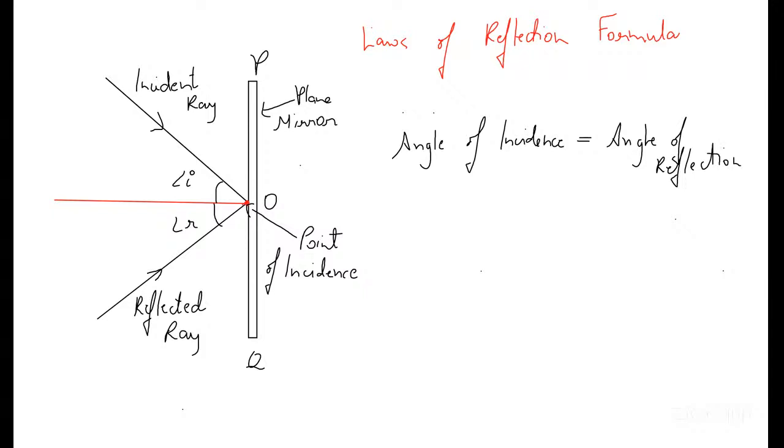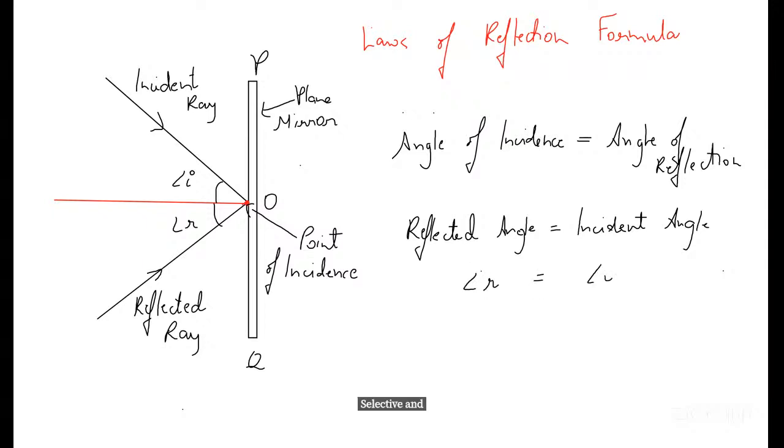So we can say that reflected angle equals incident angle, or reflected angle R equals I. This is the formula where I is the angle of incidence, R is the angle of reflection.